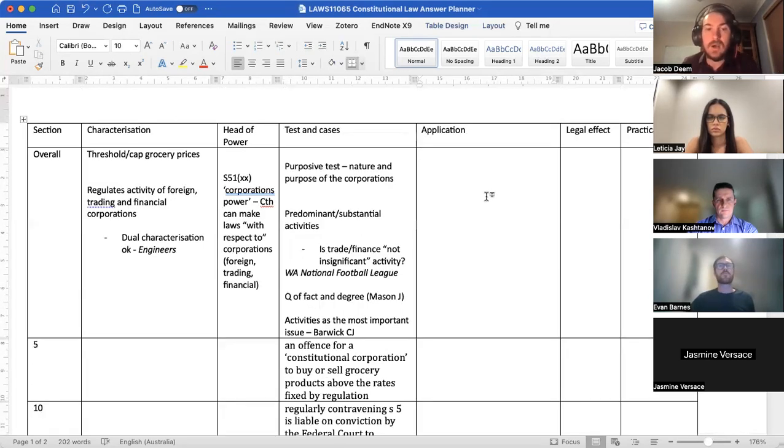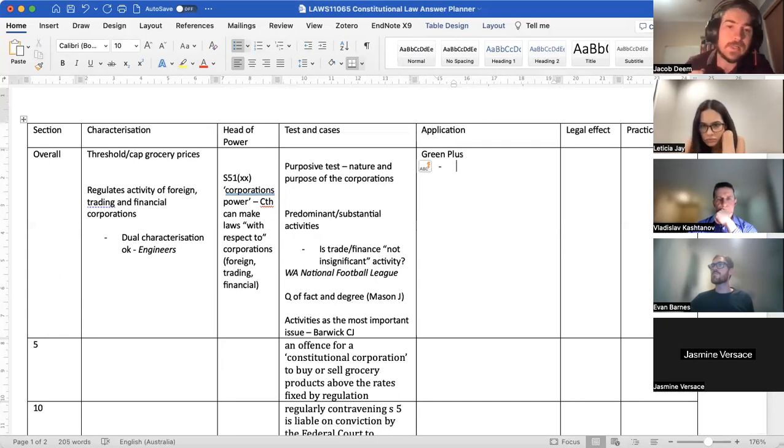In terms then of application, let's do Green Plus first because it's simpler. Is Green Plus a constitutional corporation? And specifically, we're thinking about, is it trading or is it financial? We've said earlier that we're pretty confident that it will be a trading corporation. But in terms of developing an answer, we need to be more specific in identifying, okay, why is it? Why do we think it's a trading corporation?